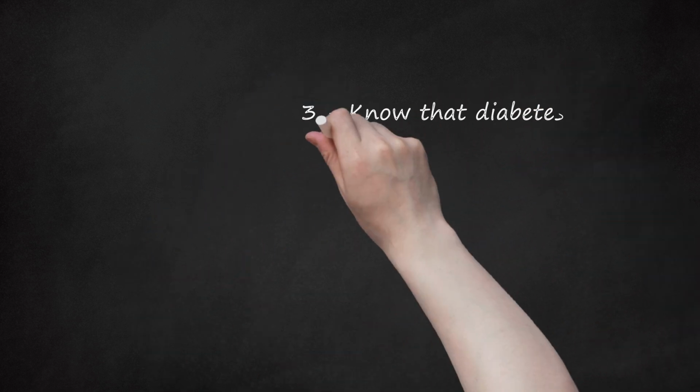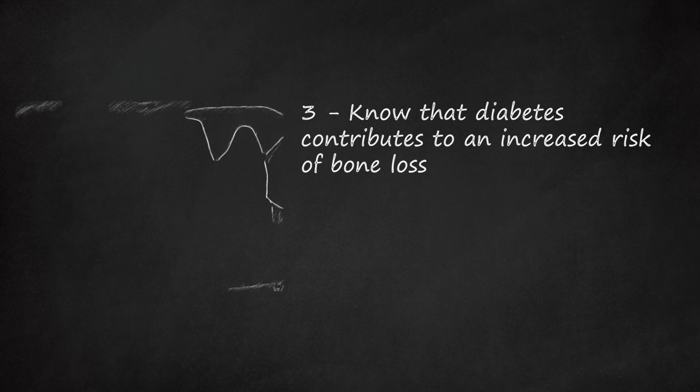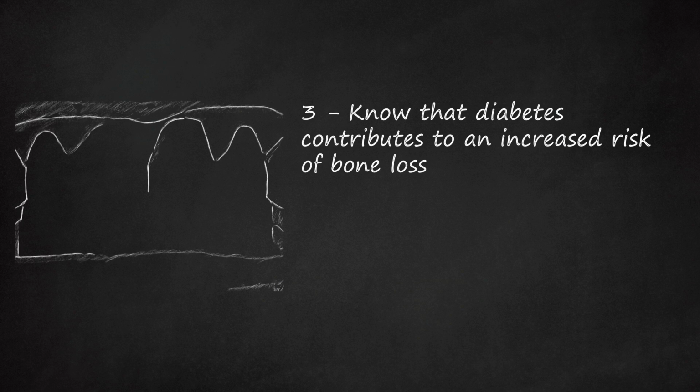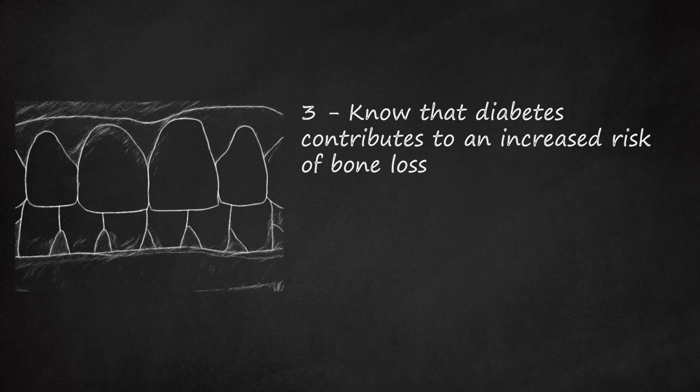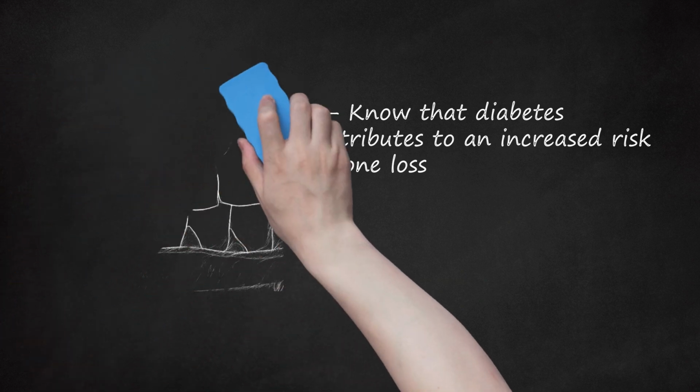3. Know that diabetes contributes to an increased risk of bone loss. Diabetes is a disease that is caused by the impairment of insulin production, type 1, and resistance to insulin, type 2. Both types of diabetes have effects on oral health. People suffering from diabetes often have severe gum problems that can result in dental bone loss. People with diabetes are hyperglycemic, or have elevated blood sugar levels that promote the growth of bacteria responsible for bone loss. People with diabetes have impaired host defenses because their white blood cells are weakened, making them more prone to infection.